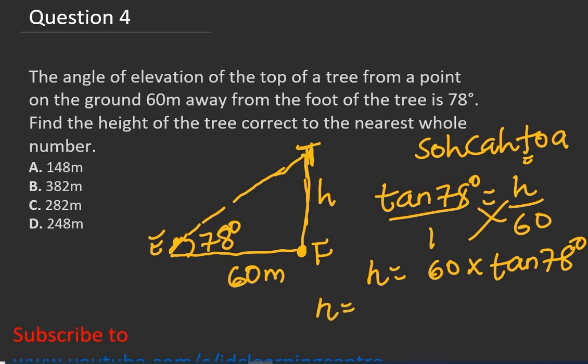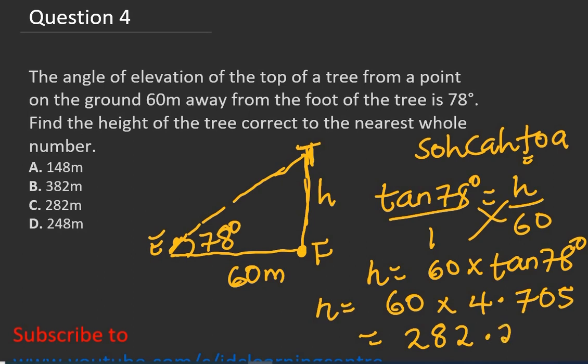The height equals 60 times, if you punch tan 78 degrees in your calculator, you are going to get 4.705. So the height equals 60 times 4.705, which will give me 282.27 meters. That's the height. Now, if you round this off to the nearest whole number, after the decimal point, the 2 is less than 5, so our answer will just be 282 meters. All right, so the right answer is C.